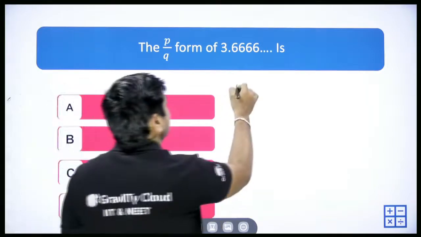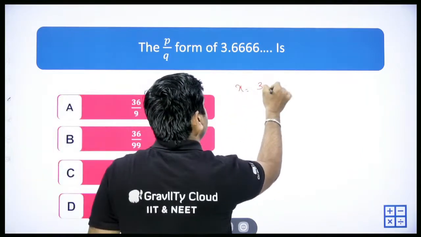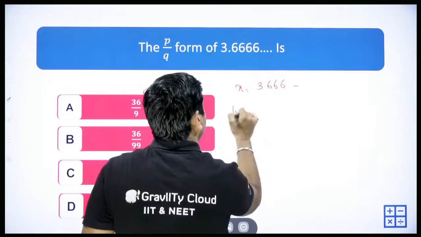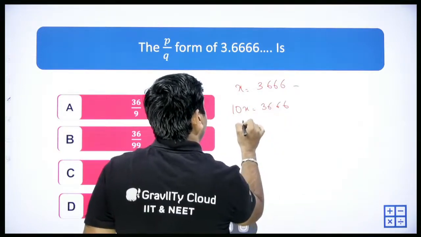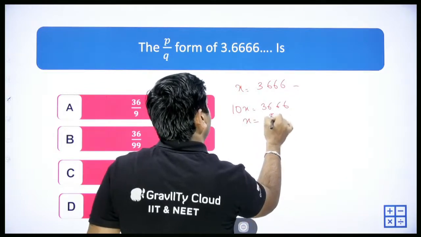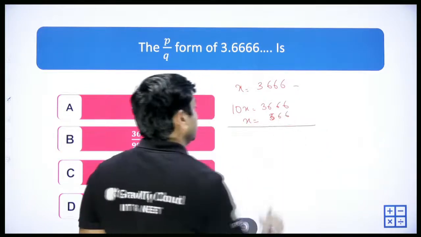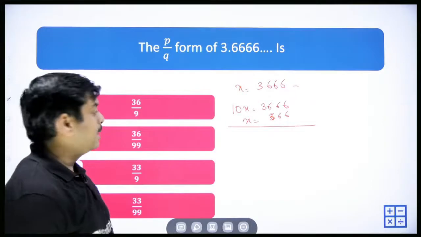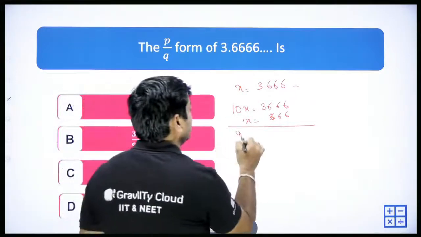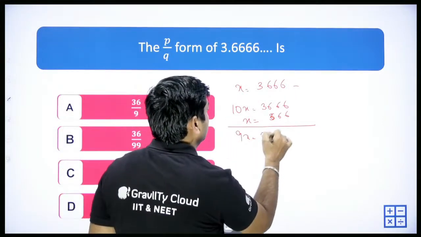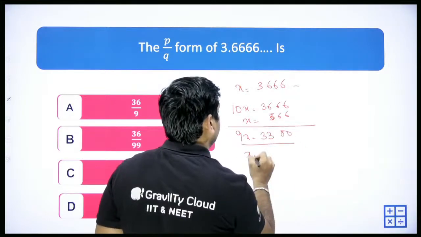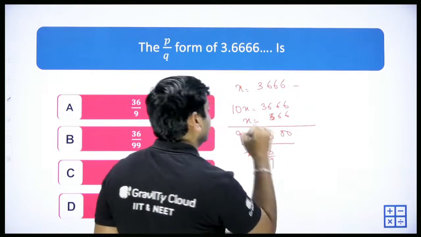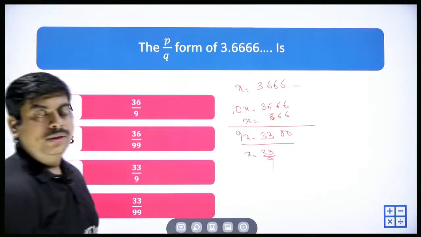So we take x is equal to 3.666... We can write 10x is equal to 36.66... and subtracting x equal to 3.66... So now you can subtract: 10x minus x is 9x, which is equal to 33. So x is equal to 33 by 9.